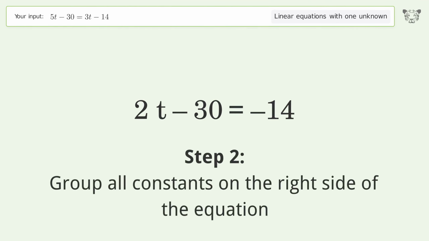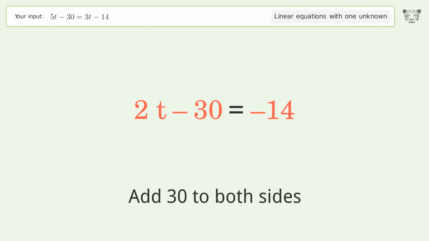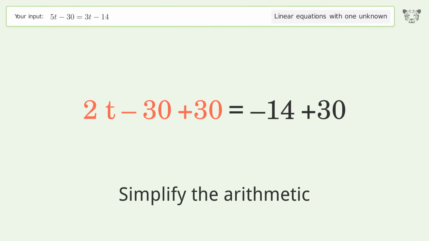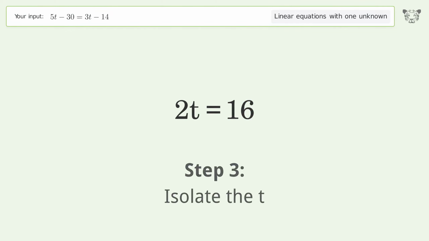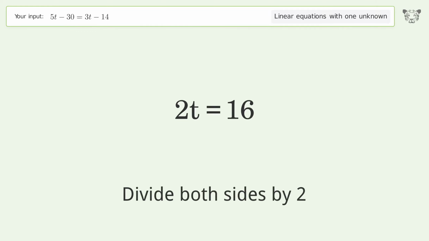Group all constants on the right side of the equation. Add 30 to both sides. Simplify the arithmetic. Isolate the t. Divide both sides by 2.